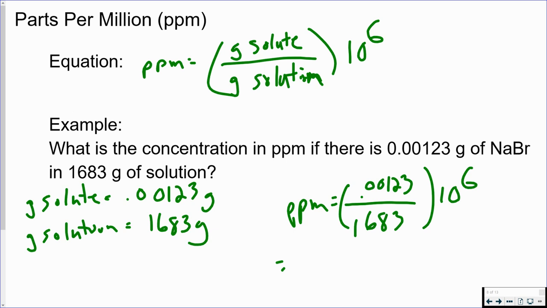1, 2, 3, 4. That gives me 0.73. Now, this should be written in scientific notation. So that gives us 7.3 times 10 to the negative first parts per million of NaBr. And that is parts per million.